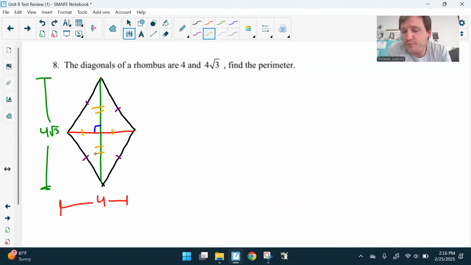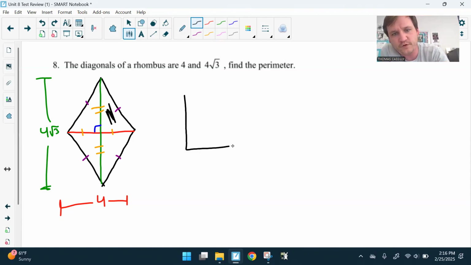Now, we could prove pretty easily that all four of those small triangles on the side are congruent, right? You can use side-angle-side, HL, what have you. Lots of different ways that we could prove that. So here's what I'm going to do. I'm going to pick one of them, this guy up here, and I'm just going to redraw it a little bit bigger. So this is a right triangle, right?